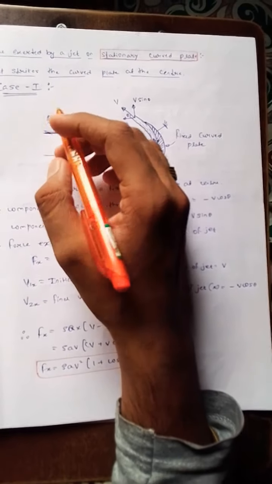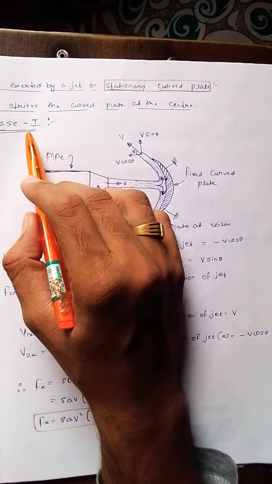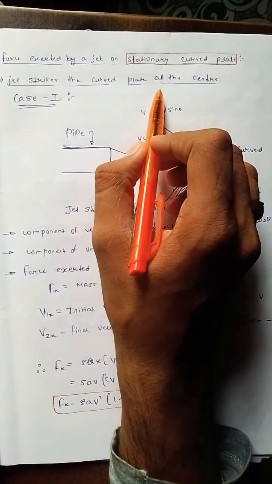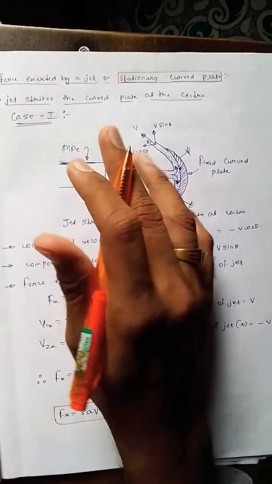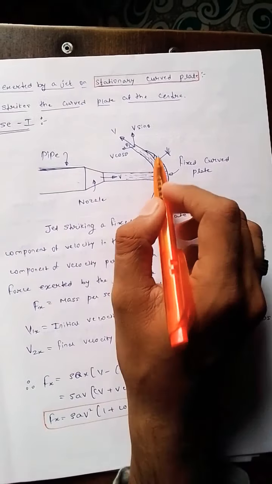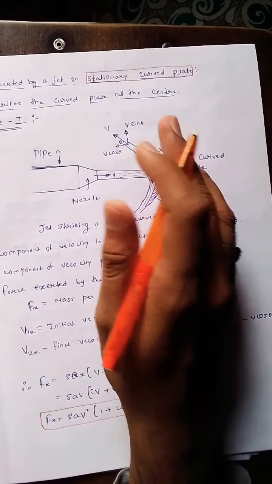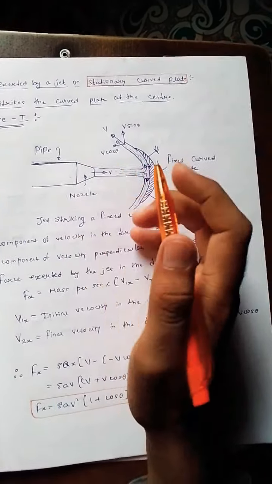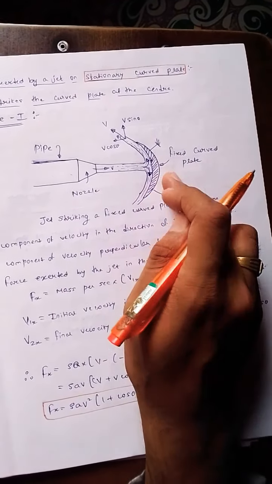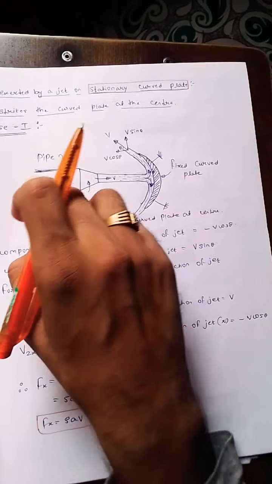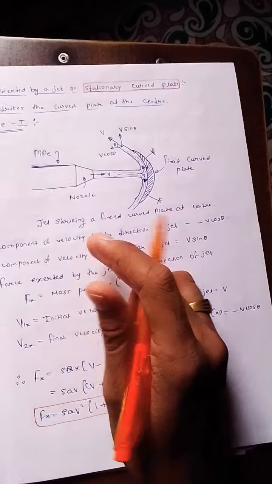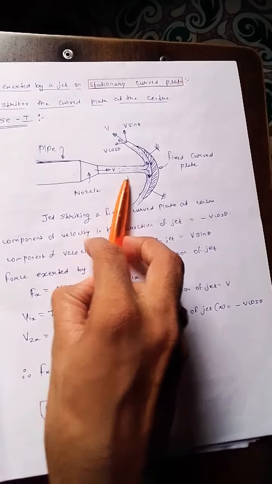So we'll be going to the first case. The first case is the jet strikes the curved plate at the center. This means the pipe is just in front of the curved surface. Similarly, in the second case, the jet will be striking tangentially to this curved plate. Basically here it is normal, and in the second case it will be tangential, from the downward direction.